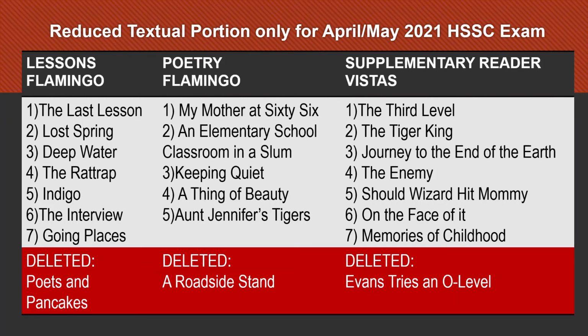From your poetry section from Flamingo, A Roadside Stand is out. The other 5 will be tested. From your supplementary reader, that is Vistas, all 7 lessons are being tested except for Evans Tries an O-level. Okay, so from each of the kinds of literary work that you have, one has been cut, the rest, all of it is there.